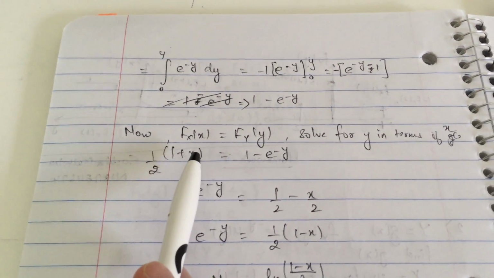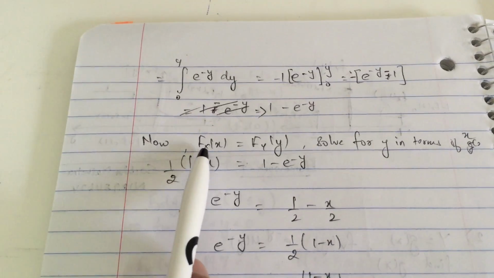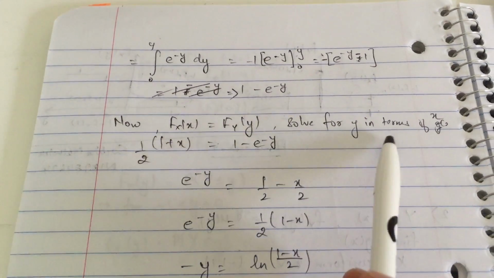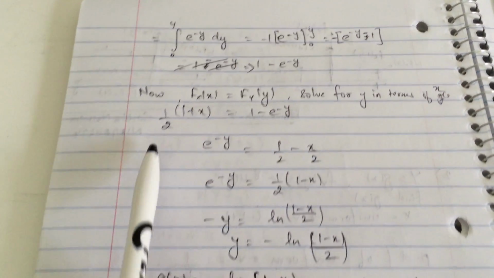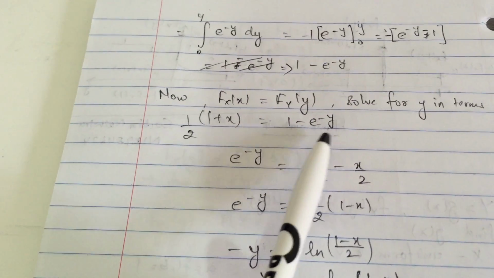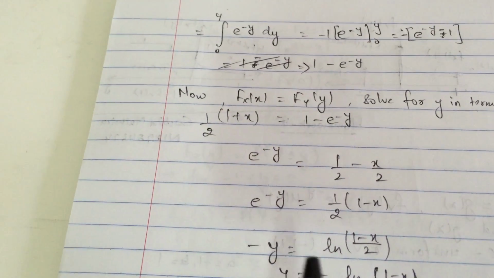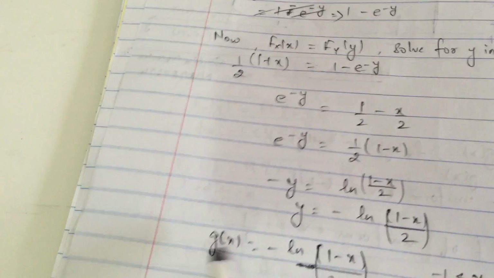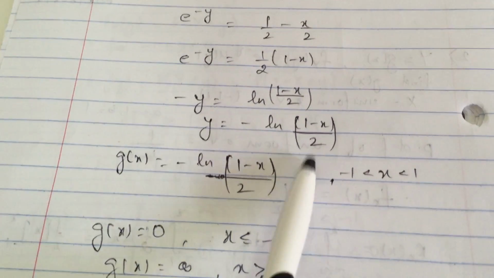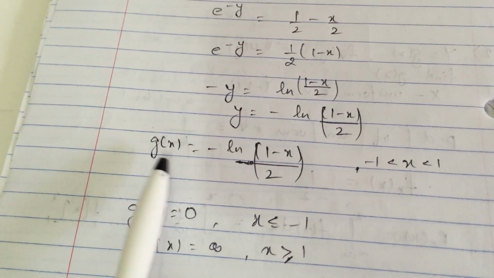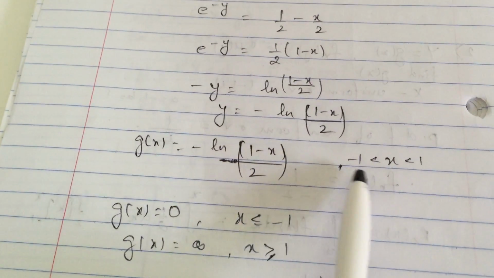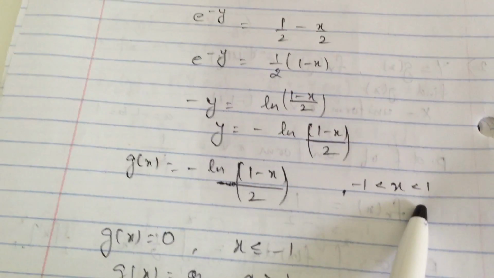Now for finding g(x), we know that capital F_X(x) equals capital F_Y(y). So solve for y in terms of x. So we know that half of (1 plus x) equals 1 minus e raised to the power minus y. Solving like this, we get y equal to minus ln of (1 minus x) upon 2. So g(x) becomes minus ln of (1 minus x) upon 2 for x between minus 1 and 1.